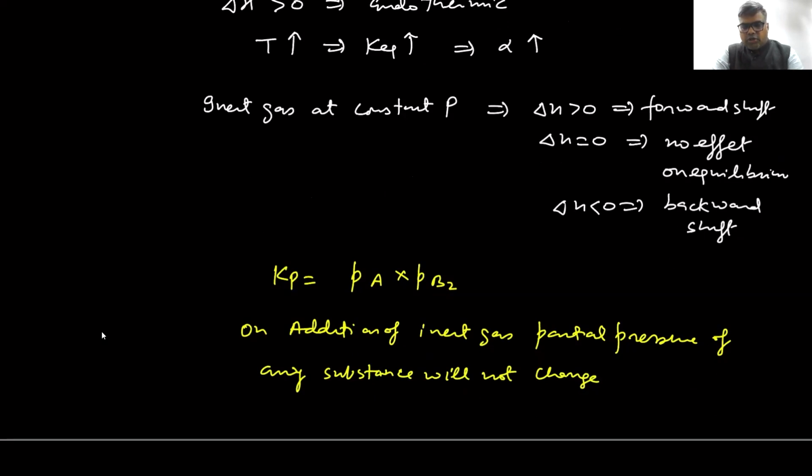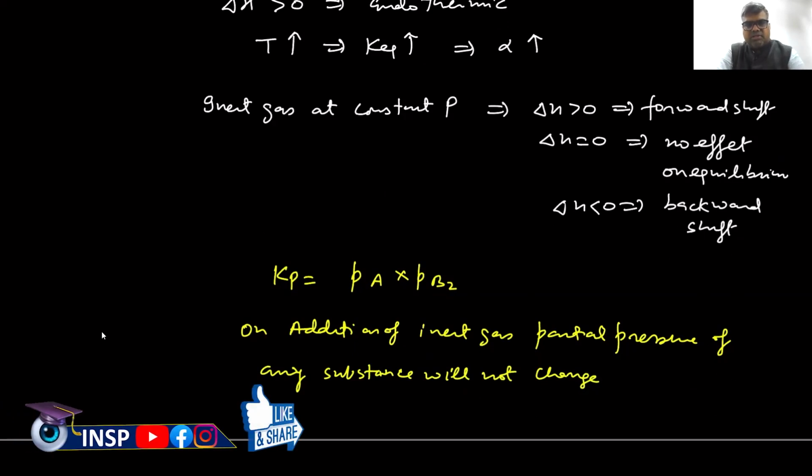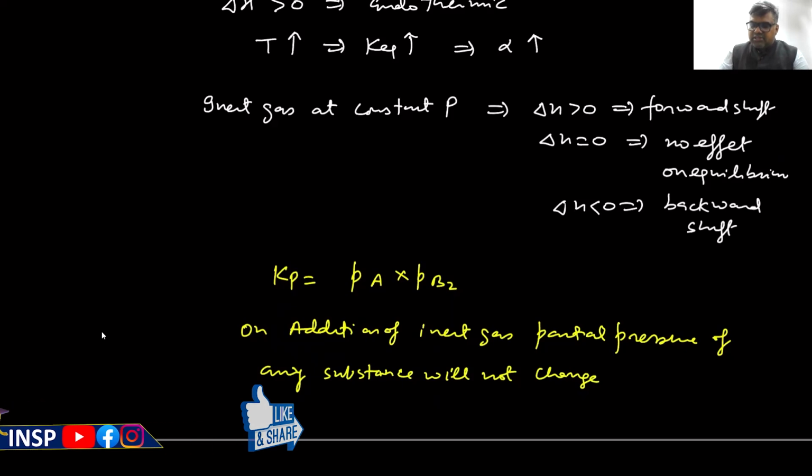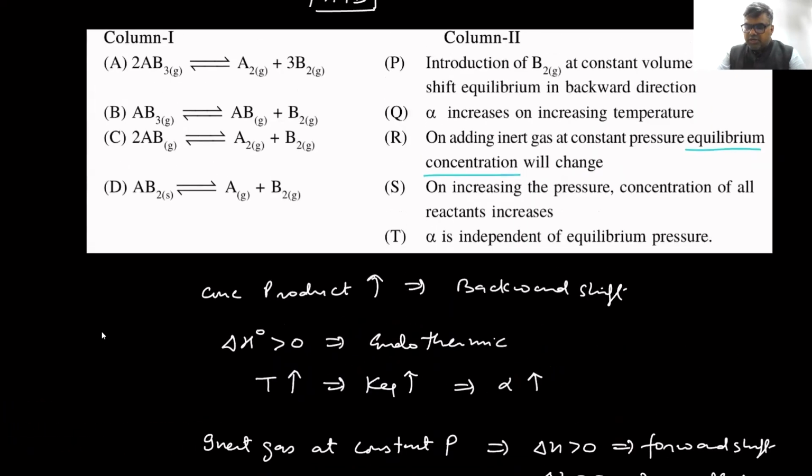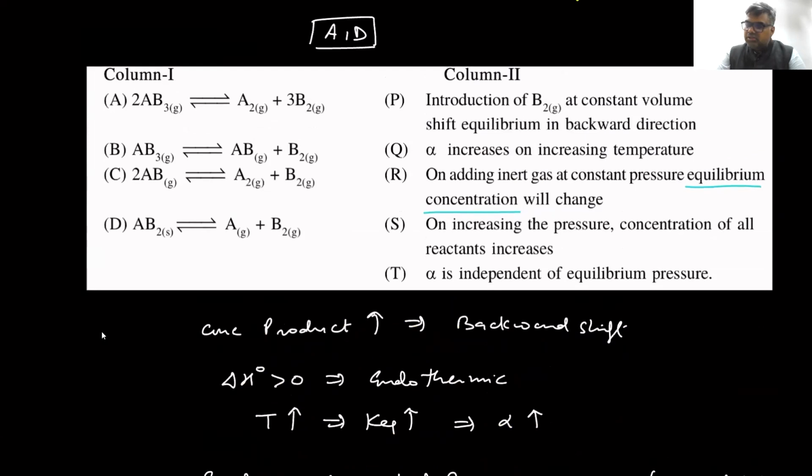Since you have added inert gas at constant pressure, the partial pressure of all the substances present in that reaction vessel is fixed. Total pressure will change because you have added an inert gas, but the pressure of these particular gases is a fixed value. So once you have added inert gas at constant pressure, in this reaction the equilibrium concentration of all the substances will be unaffected.